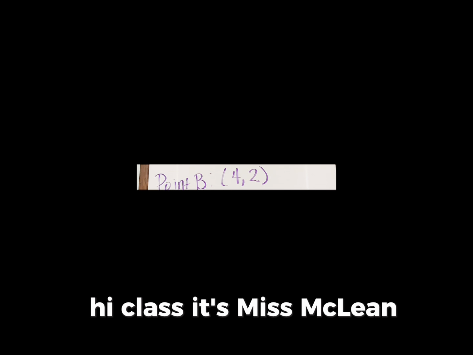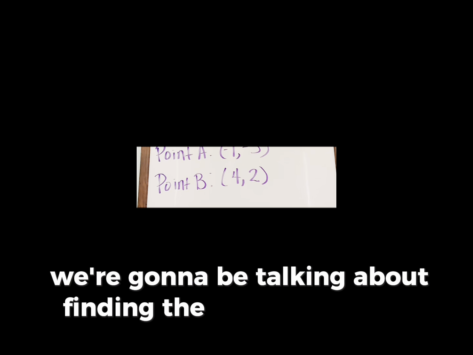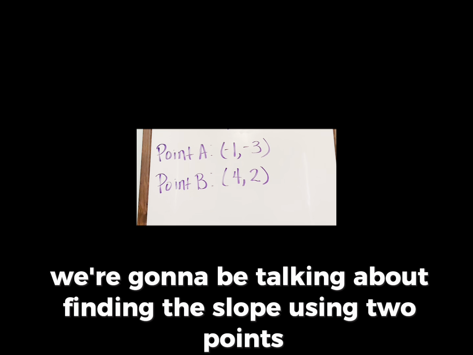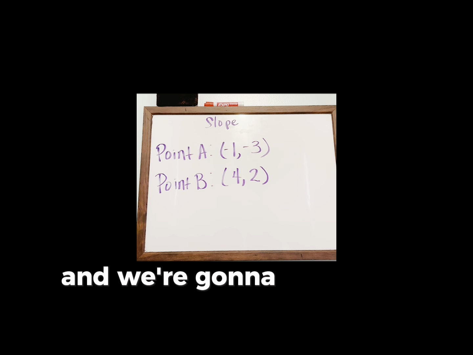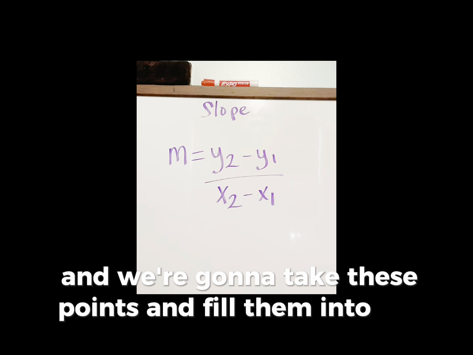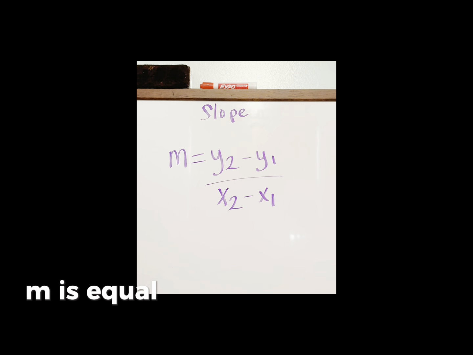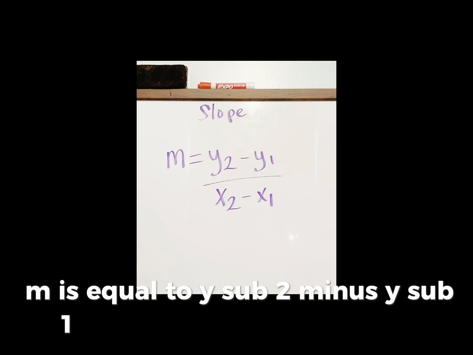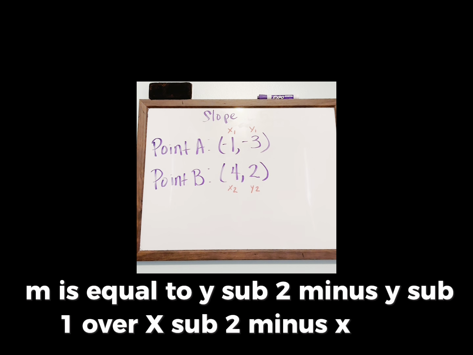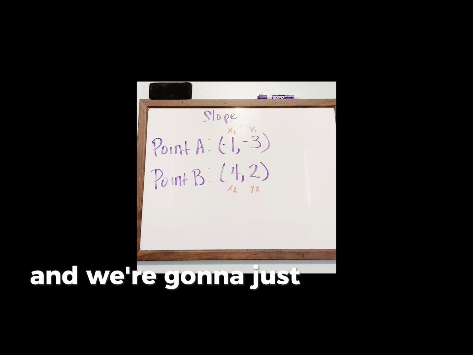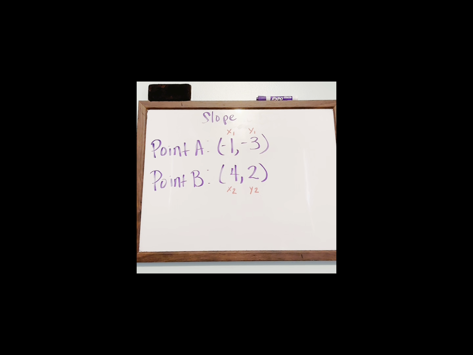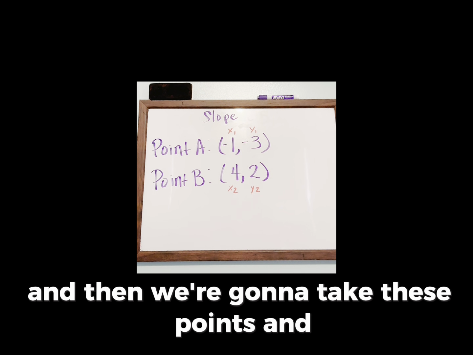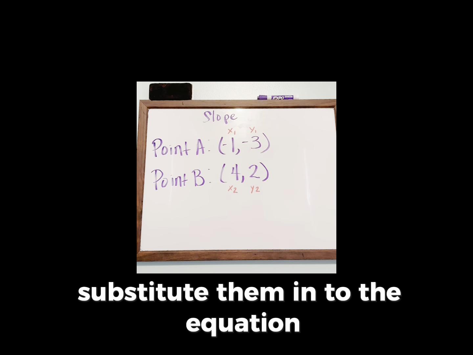Class, it's Ms. McLean, and today we're going to be talking about finding the slope using 2 points. We have on the board point A and point B, and we're going to take these points and fill them into the equation m is equal to y sub 2 minus y sub 1 over x sub 2 minus x sub 1. And we're going to just label these points as you see here on the board, and then we're going to take these points and substitute them into the equation.